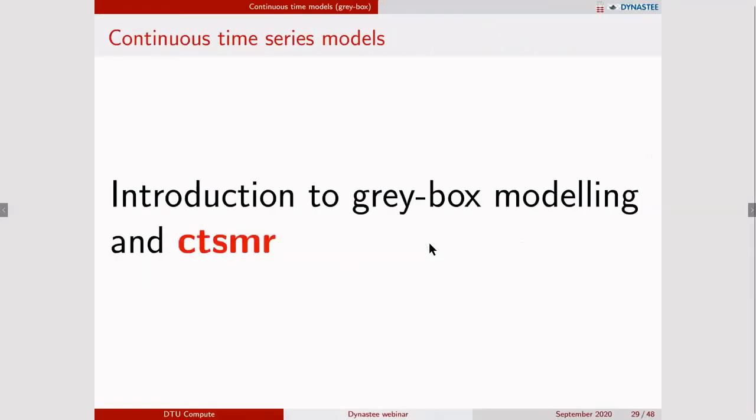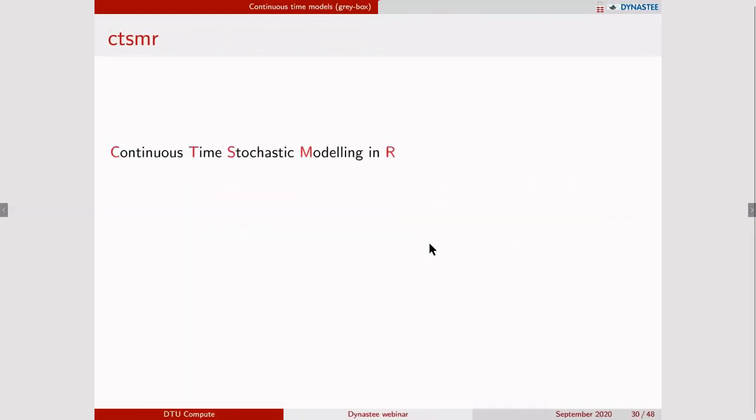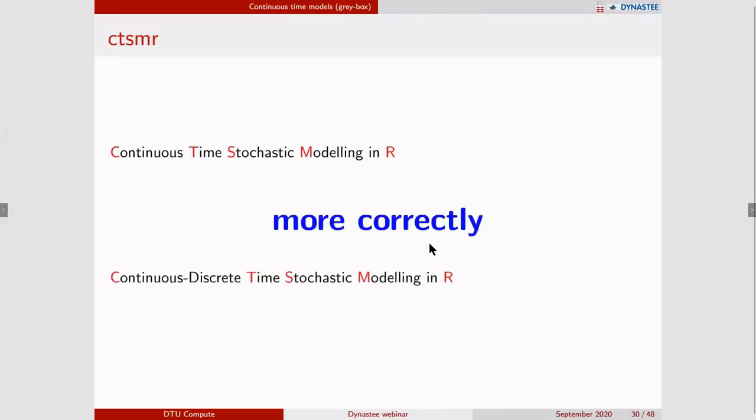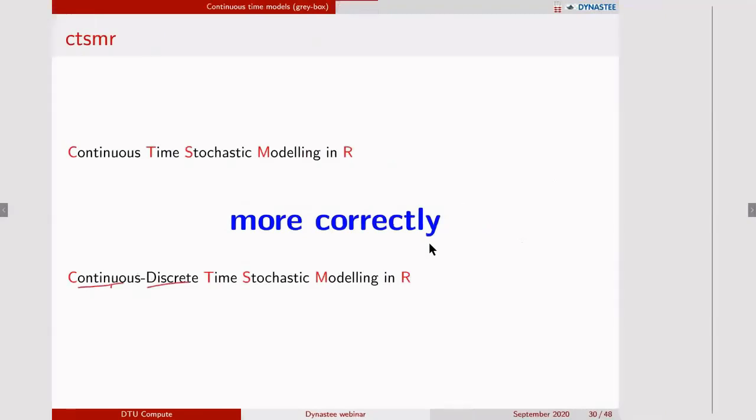So we step into gray box modeling, and also the package which we have made at DTU for many years. Let's go to that. Now we introduce the gray box models and how to use CTSM-R. CTSM stands for Continuous Time Stochastic Modeling in R, so that's the R in the name. To be more correct, one can say it's continuous-discrete time models, because some part of the model is continuous and another part is discrete.